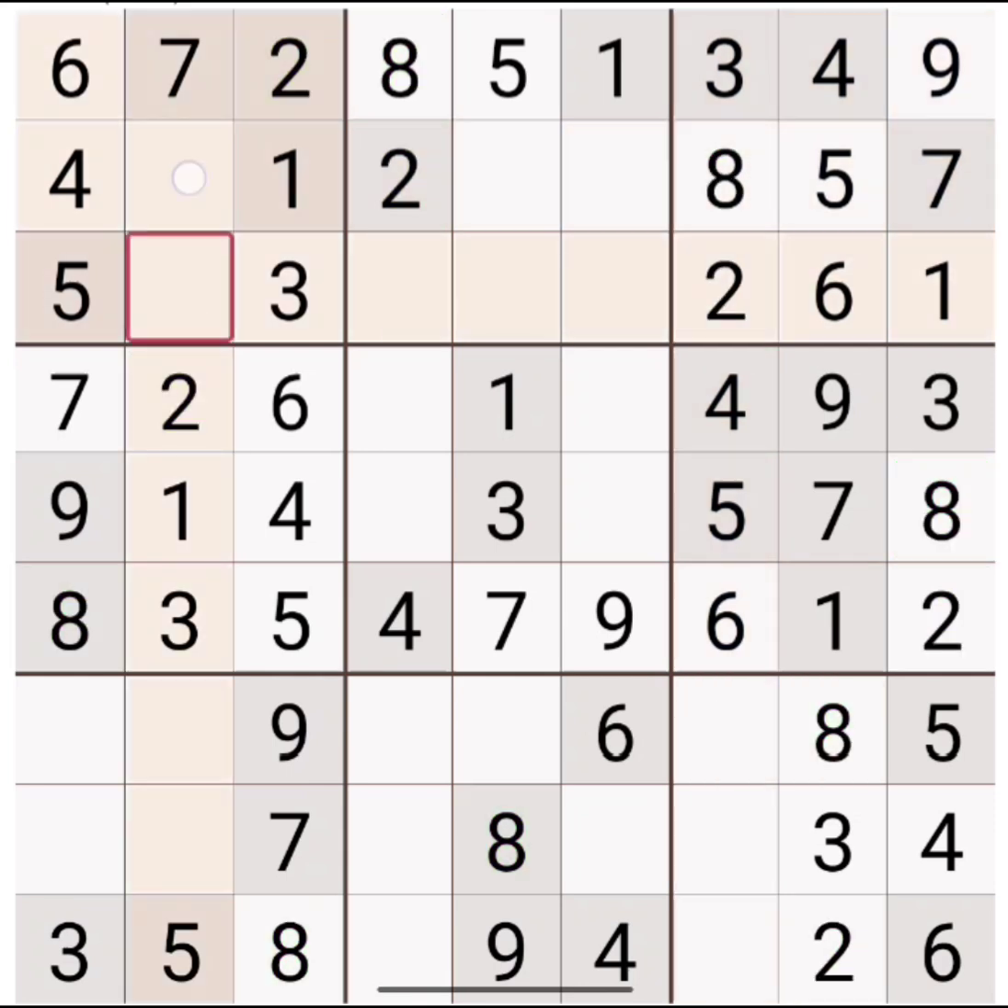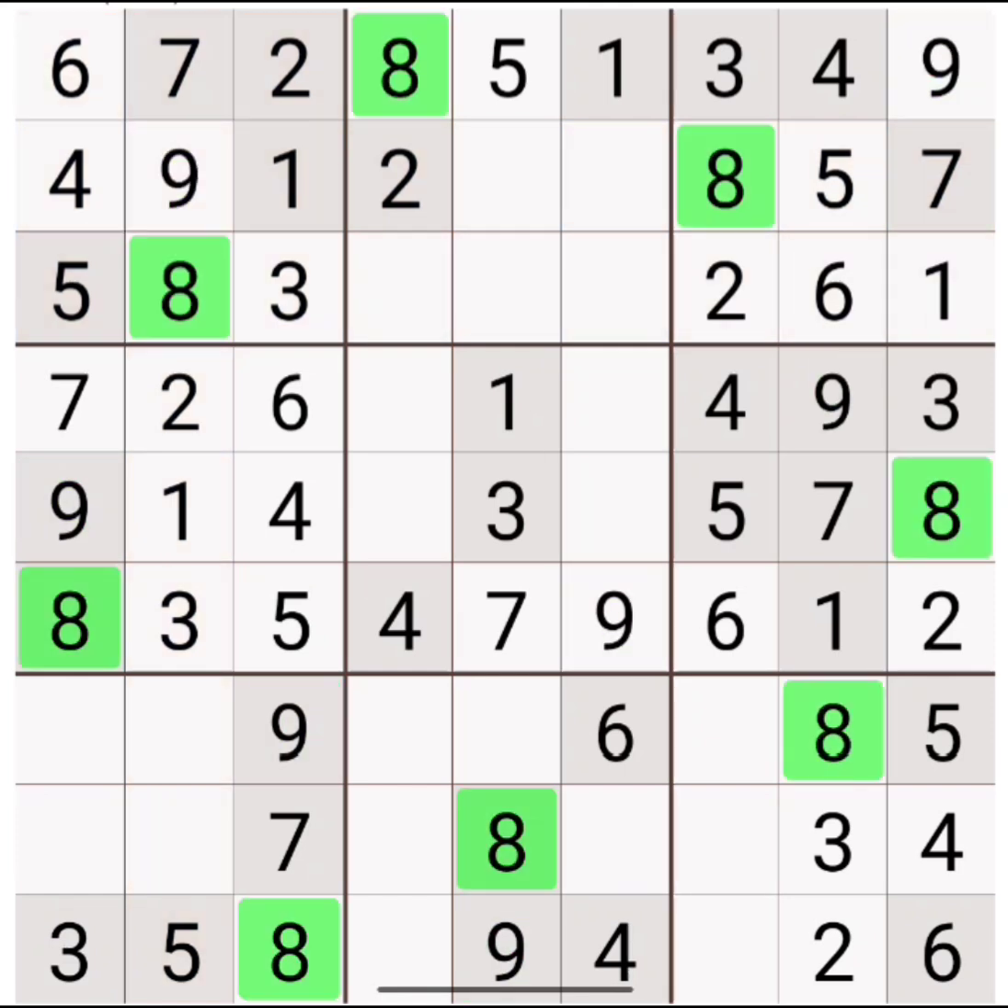Now let us complete the first box. In this box, 6, 7, 2, 4, 1, 5, 3 are there. Only 8 and 9 are missing. But we cannot place 8 in this cell because 8 is in the same row. So we'll place 9 here and 8 in this cell.